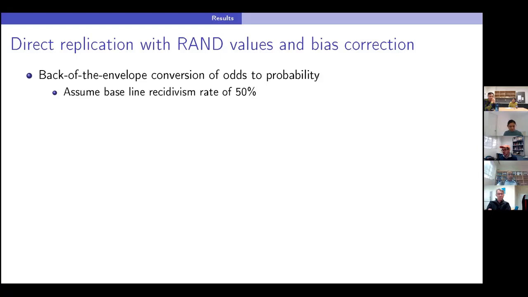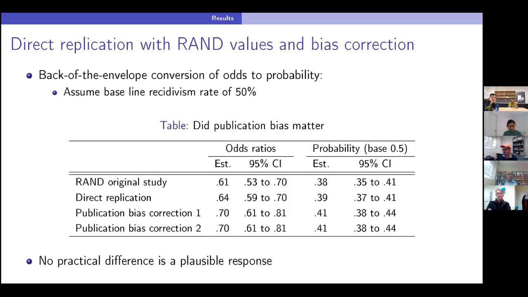So first step, can I directly replicate what RAND did, and can I apply bias corrections to what RAND did? And this is what happens when you do that. So you can see we have this original study from RAND. If I do a direct replication, I don't get exactly what they do, but we've got different estimators here, and I'm satisfied that the direct replication matches closely enough to what RAND did that I'm pretty confident I've got the same data set as RAND. I then go through the mechanics of applying publication bias corrections, and you can see that it does change the result a little bit, okay?